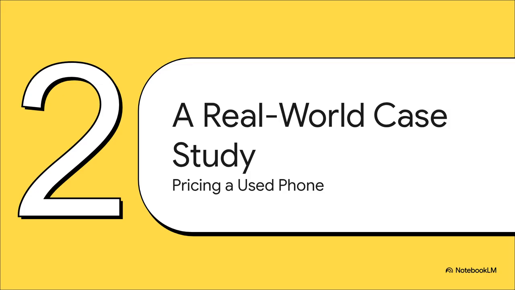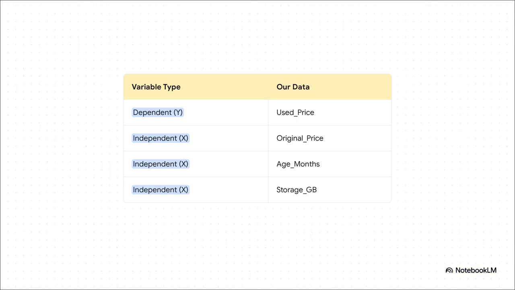All right, enough with the theory. Let's see this recipe in action, because that's where it really clicks. We're going to make this super real with a case study. We are going to build a model to predict the price of a used phone. So, our goal, our Y variable, is the used price.